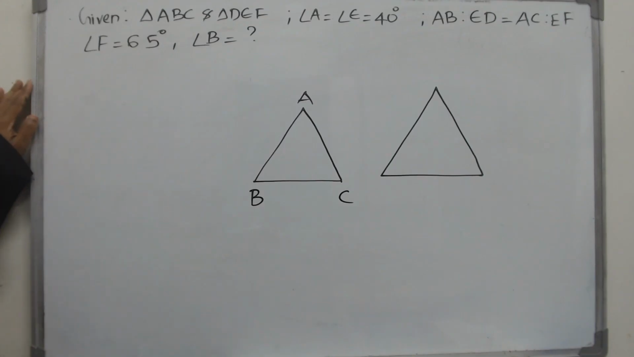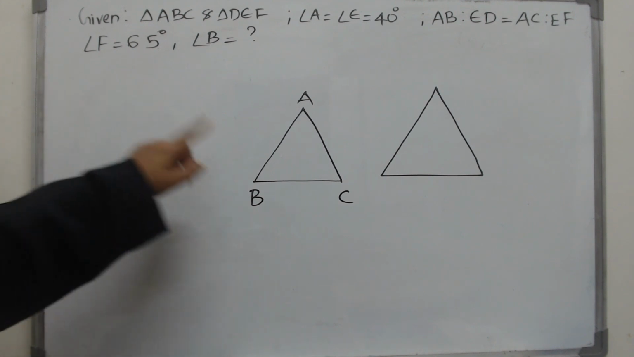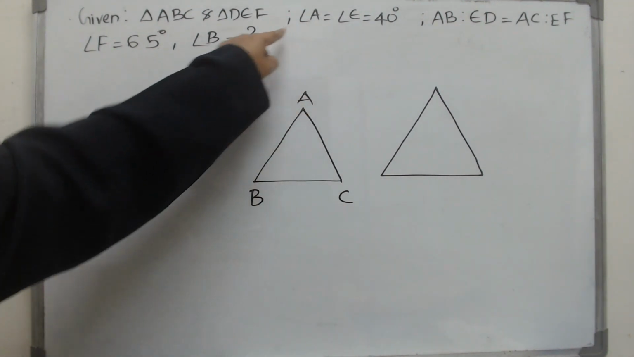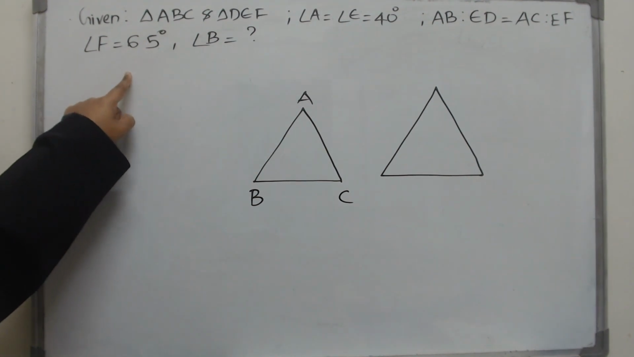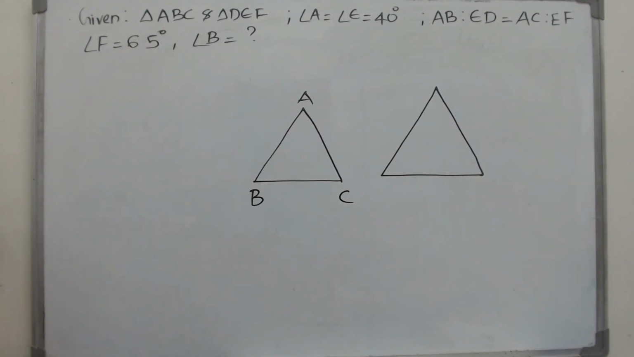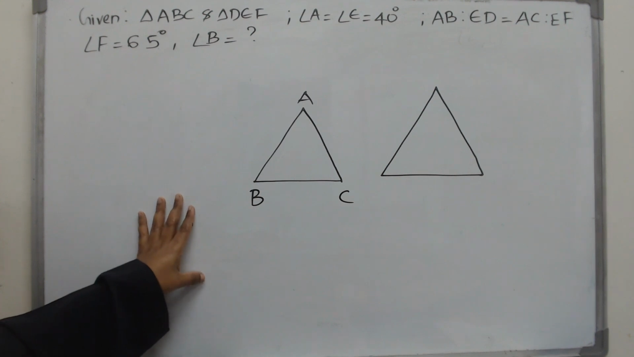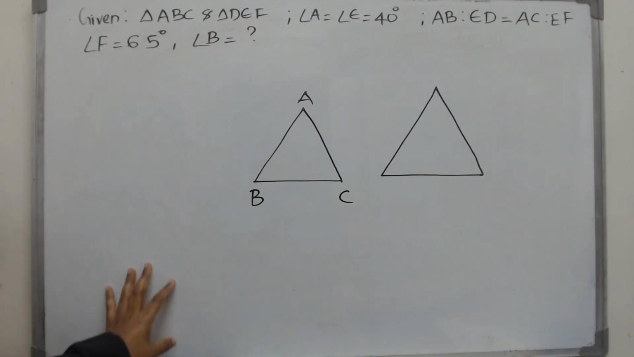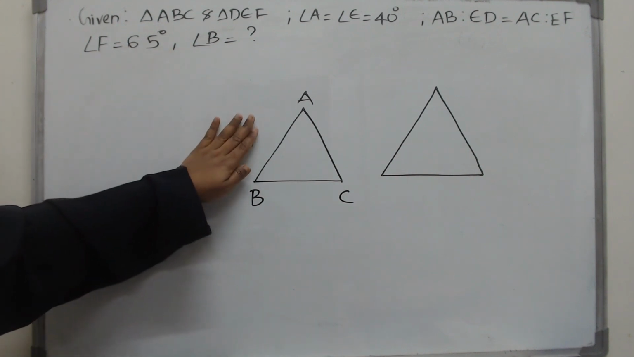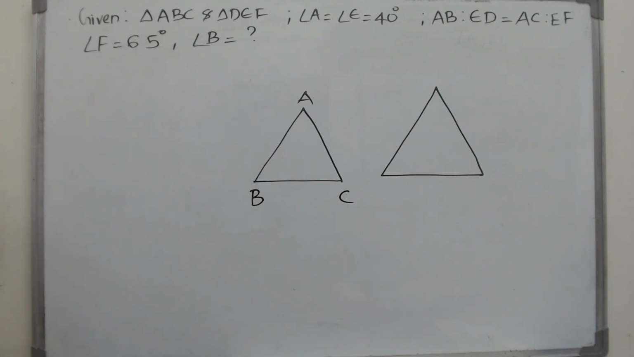Here we have a question based on the properties of triangles. There are 2 triangles. Some information about them is given. What we need to first find out is, can we prove a similarity? Are they both similar?